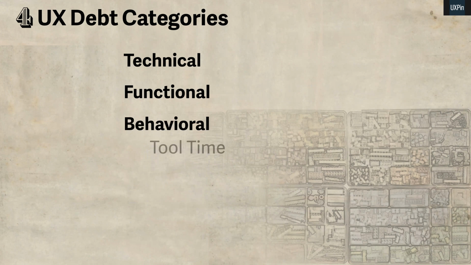Then you've got your behavioral debt. And the first one I'll mention here is tool time. So again, this is something Jared Spool has talked about, tool time versus goal time. Tool time is anything that doesn't add to the quality of the result of what the user is doing with your system, right? It's the time that they spend futzing with your UI rather than goal time, which is the time they actually spend doing the work to reach their goal. So you want to reduce tool time.